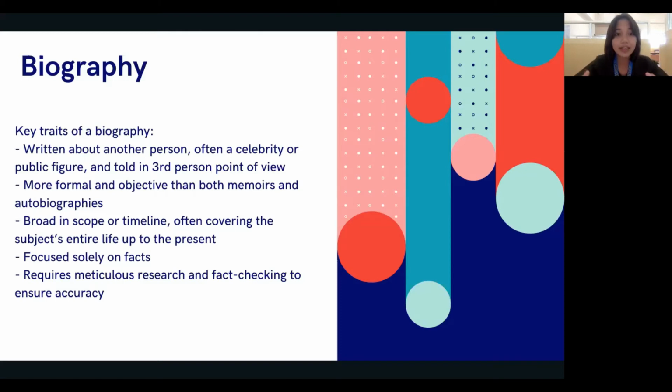Pero in a way, hindi siya nagiging 100% subjective kasi sinusuportahan mo ng evidences, sinusuportahan mo ng facts. Kaya nagiging objective ang isang literary work. Okay? Broad in scope or timeline, often covering the subject's entire life up to the present. So, kapag sinabi natin biography, kinukwento mo yung buong buhay ng particular na person. Pwedeng from childhood, then up to present.